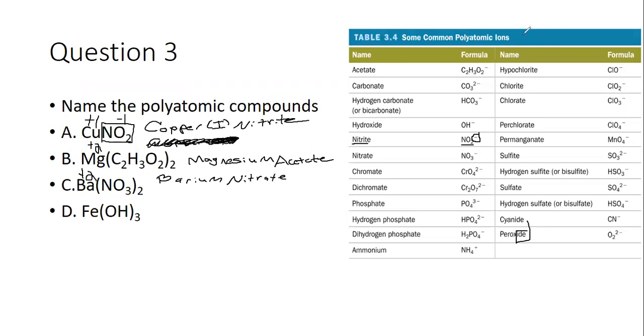Will it be wrong if we do put the Roman numerals? Yes. Magnesium 2 acetate is not the molecule. It's magnesium acetate. You can't put Roman numerals on everything. Correct.